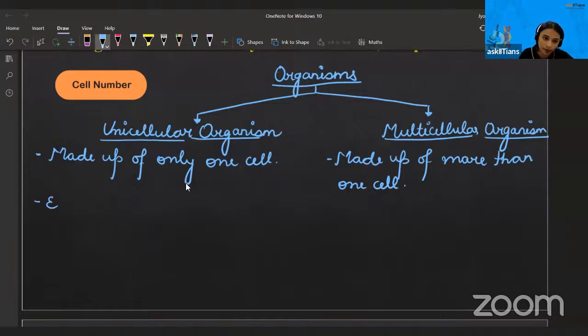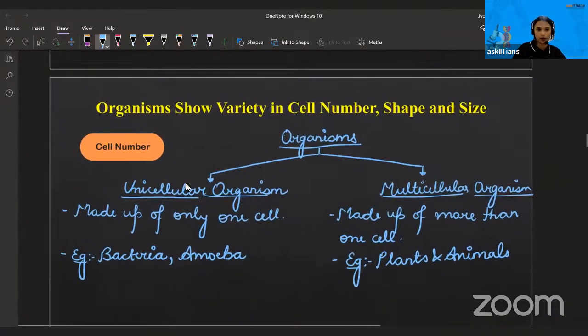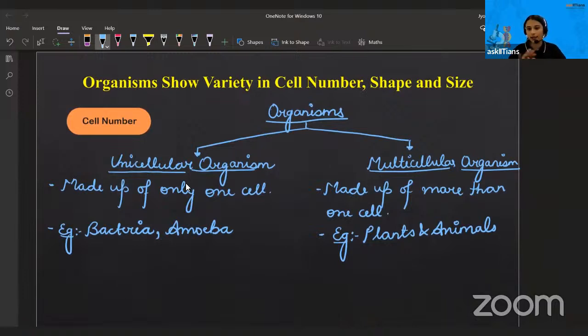For example, bacteria. Bacteria are single celled organisms, and amoeba. Amoeba is also a single celled organism, right? Here I talk about multicellular examples. So it is your plants and animals, right? So on the basis of cell number, the organisms are divided into two categories. One is your unicellular organism, another one is your multicellular organism.